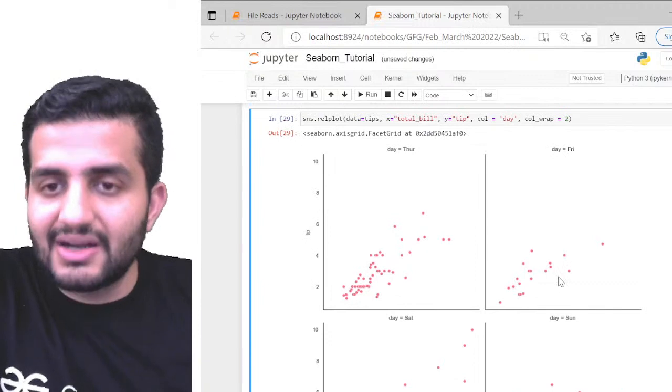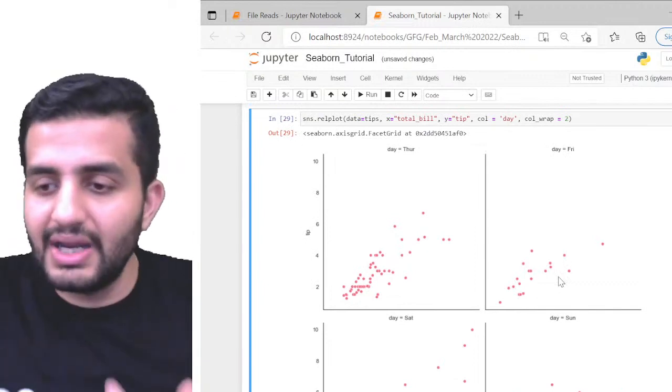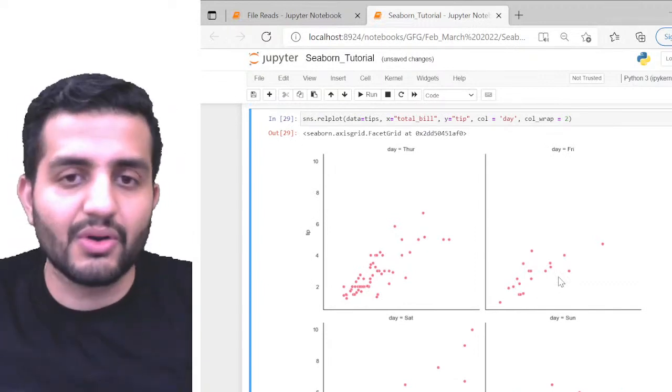Once the data is plotted, you have to get the information out of it. You have to read how you can use this. What is the business inference out of it, right?